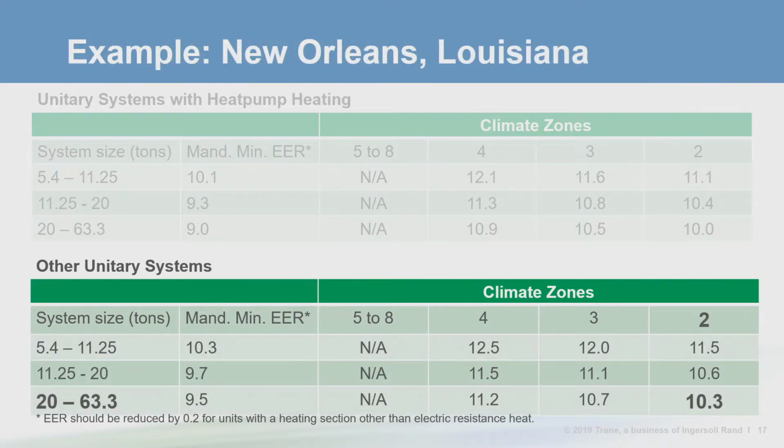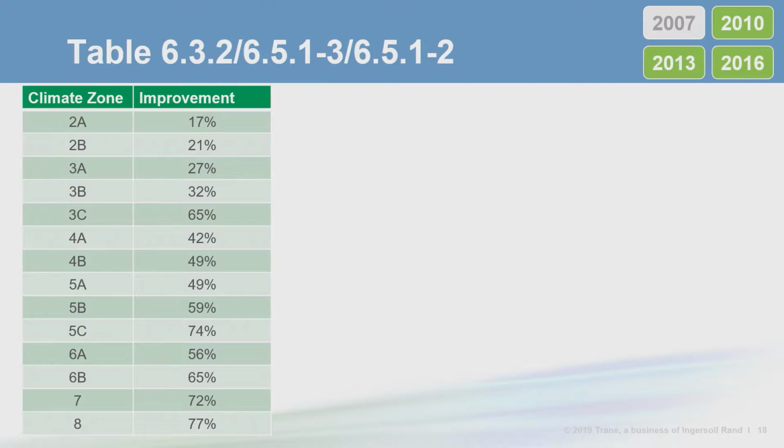Consider an example installation of a 20-ton rooftop with natural gas heat installed in New Orleans, Louisiana, climate zone 2A. According to the table, the EER must be increased to 10.3 to eliminate the economizer. For the other 3 versions, the table has climate zone specific efficiency improvement values. From the table you can see that as the climate zones move from hot and humid, 2A, to subarctic in climate zone 8, the percent of efficiency improvement grows.